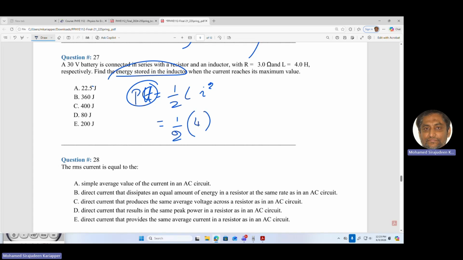L is in Henry. Henry is the SI unit. I is not given. How do I get the I? I will be there at the end, right? So I will be simply this divided by this. Can you get the answer? 10 squared is 100. 2 multiplied by 100 is 200. Okay.